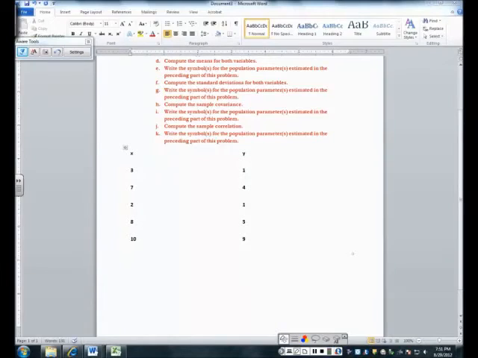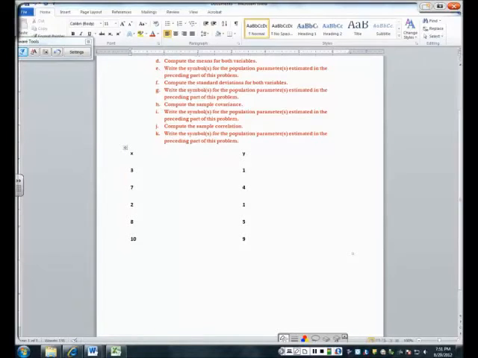On Part D, it says we're going to compute the means for each variable. Of course, that means we're going to compute x bar and y bar. We have variables here of x and y, so we're just going to compute the mean of each one. You've already covered that, but we'll recompute that here.